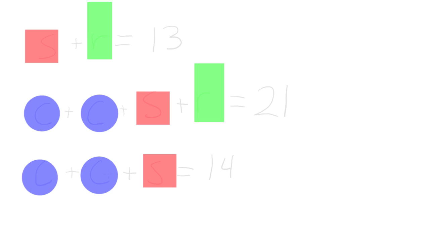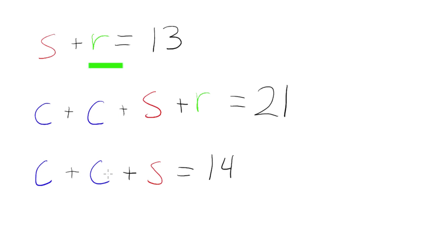Written with variables, it will be S plus R equals 13, C plus S plus R equals 21, and C plus S equals 14. While there are several entry points to solve this task, let's focus on the similarities in the second and third equations. Notice that they both have C plus S. We know that the value of this combination of shapes is 14.